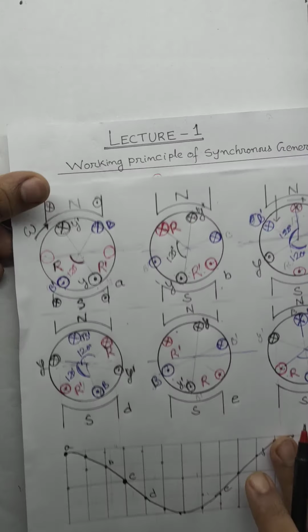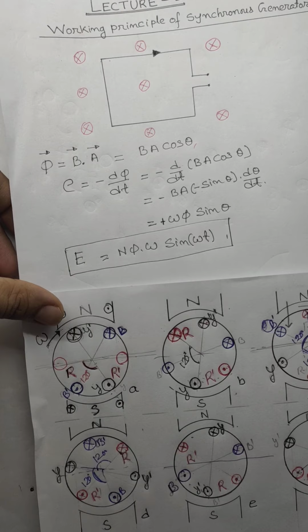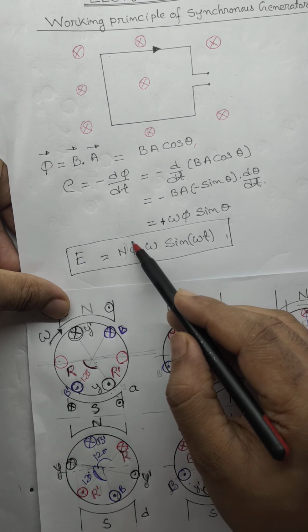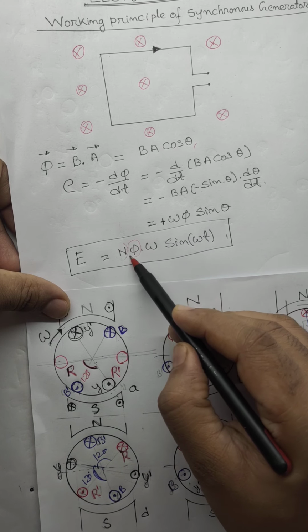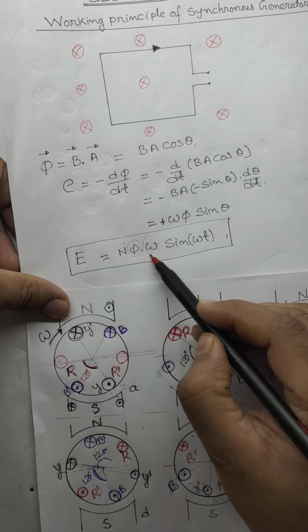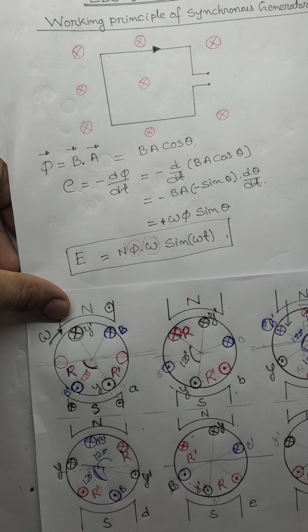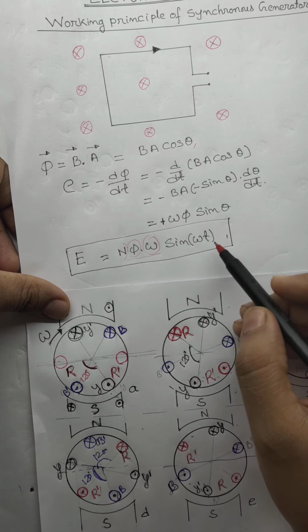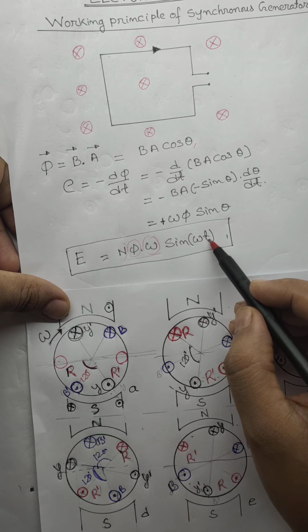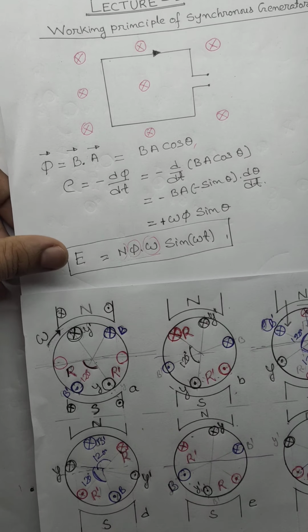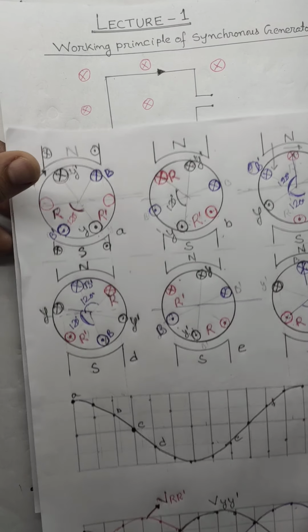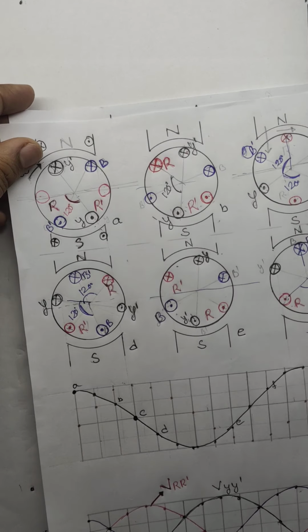That's why the magnitude of induced EMF, which is given by this, is the same. The number of turns is the same, the flux is the same because they are placed in the same magnetic flux, and omega, the speed of rotation, is the same, so the magnitude of the induced EMF is the same. The difference is that somewhere it is sin omega t, somewhere it is sin omega t minus 120 degree, somewhere it is sin omega t minus 240 degree.